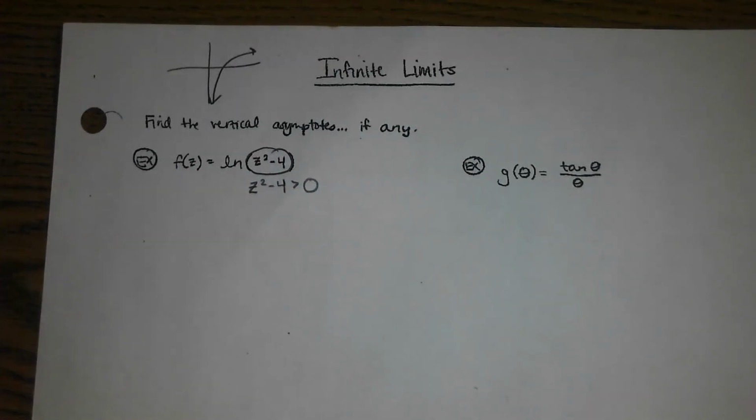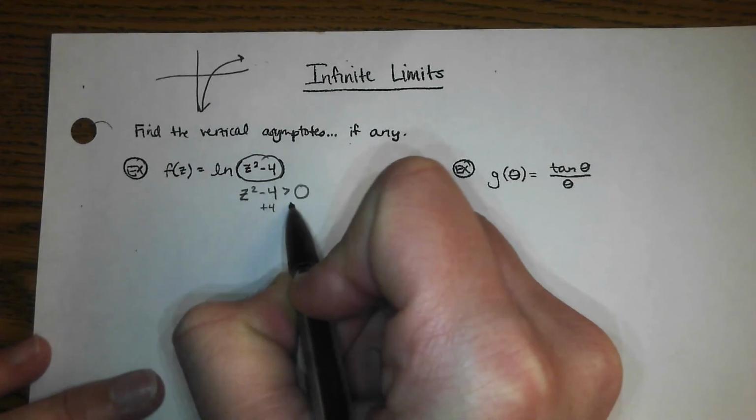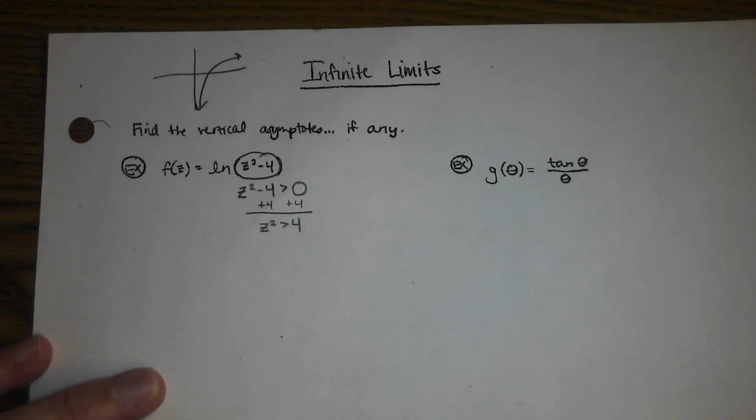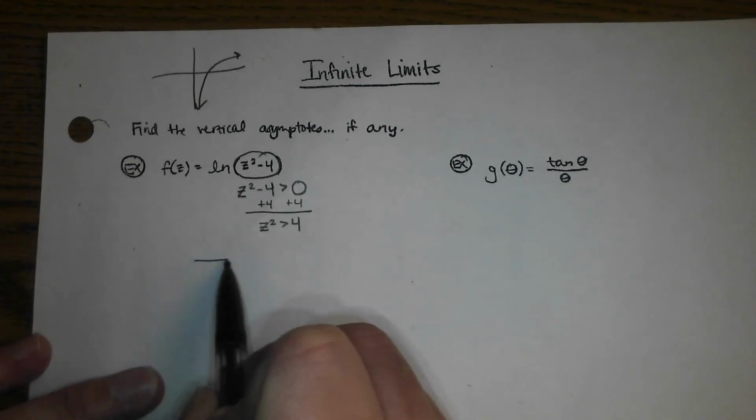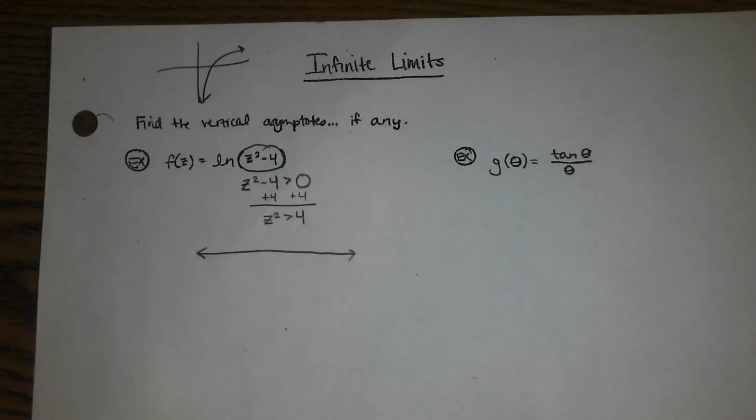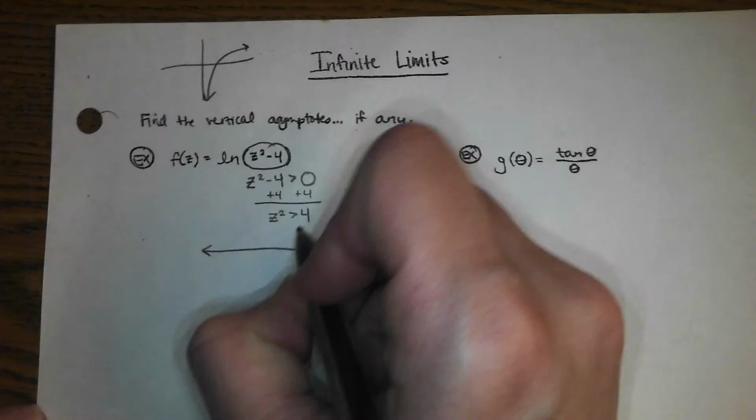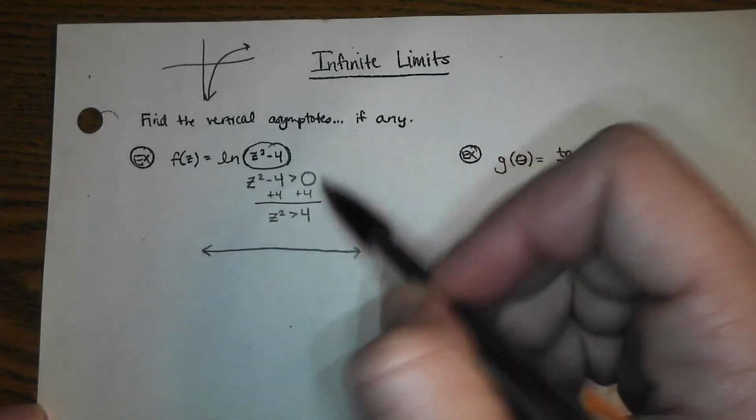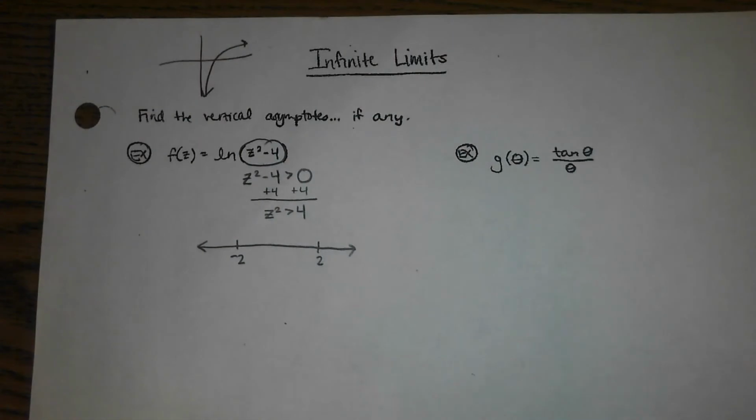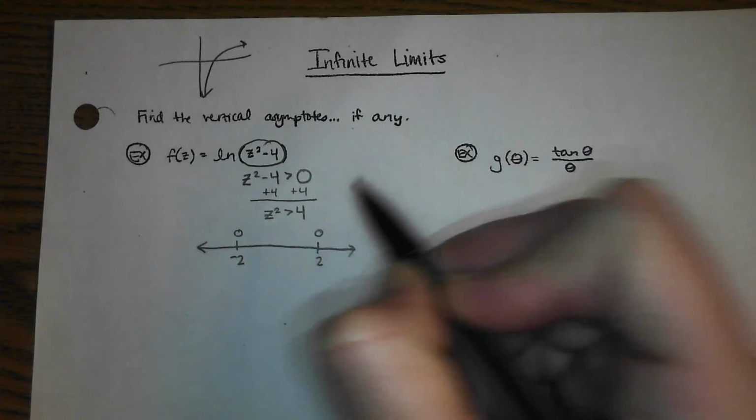Now, interestingly enough, this is a quadratic inequality. So there are actually two different cutoffs. If I go to solve this and I add 4 to both sides, I get that z squared has to be greater than 4. If you square root both sides, your two key points, and anytime we do a quadratic inequality, we really just set up a number line. Your two key points that will make it exactly equal to 4 are 2 and negative 2. And because it has to be greater than 4, those are open circles.